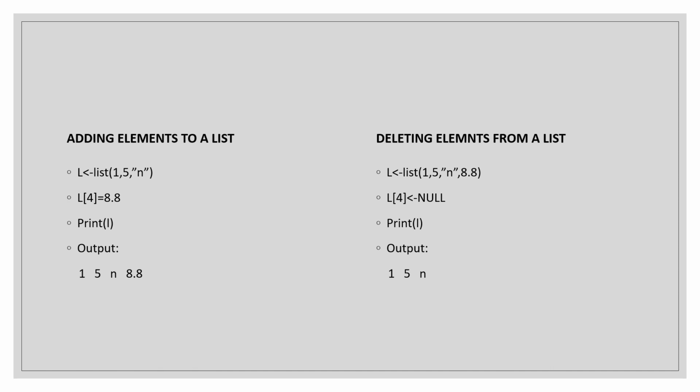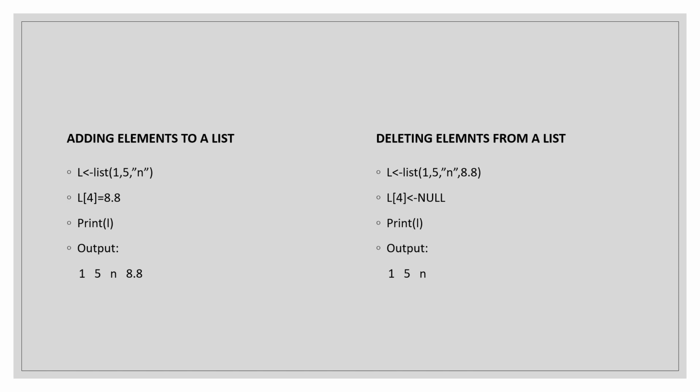So let us see how to add elements into a list. Let us consider L is the name of a list which contains 3 elements, that is 1, 5 and N. If we want to add the fourth element, which is 8.8, to the list, we will specify the element with its respective index directly. Initially there are 3 elements in the list. We want to add the fourth element. So directly we can give L of the index of the new element which we want to add, that is 4, equals the new value, that is 8.8. After adding, if we print the list, we will get the output 1, 5 and the 8.8 which is added by us.